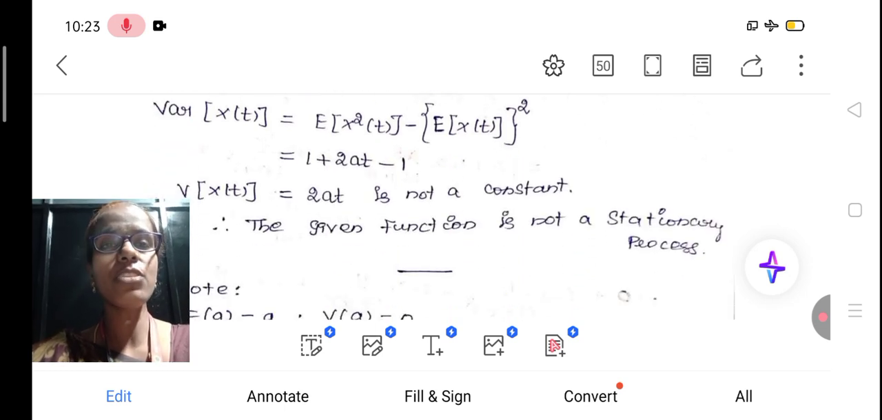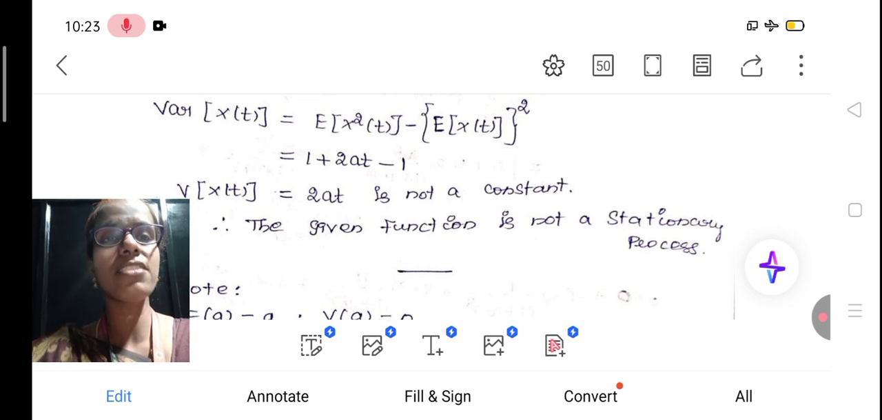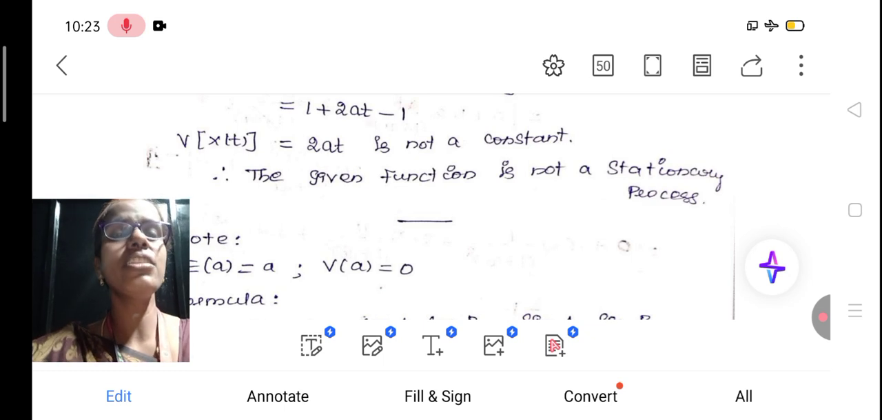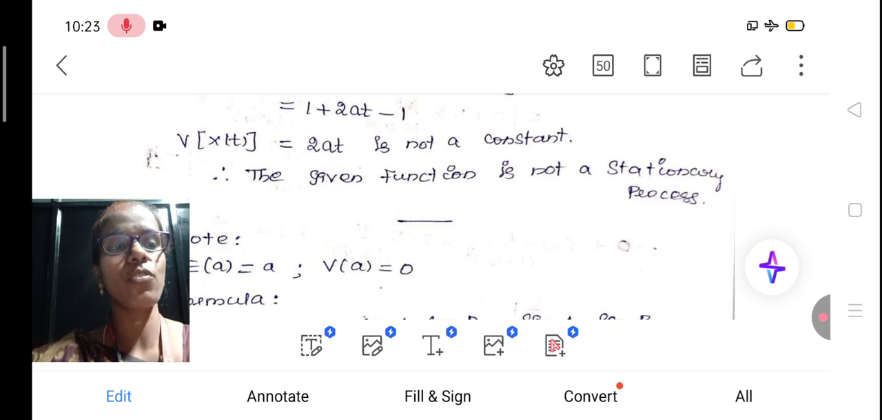Finally find the variance, which is E of X square minus (E of X) the whole square. Just replace the values, so 1 plus 2at minus 1. So the answer is 2at, but it is not a constant. So from this we can say this function is not a stationary process. Okay, thank you.